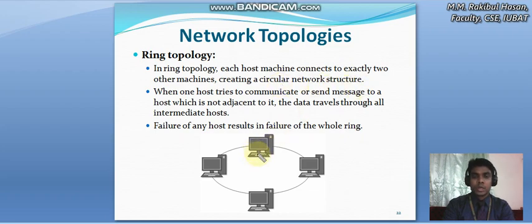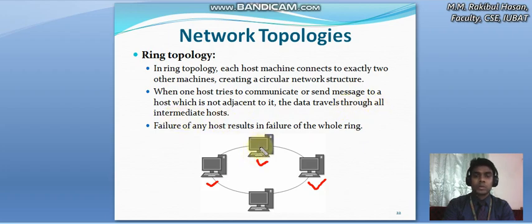Consider this computer. It connects with two other computers, this one and this one. The same is true for this computer: it connects with this computer and this computer. That's why each host machine connects to exactly two other machines. When one host tries to send a message to a host which is not adjacent to it, the data travels through all intermediate hosts.